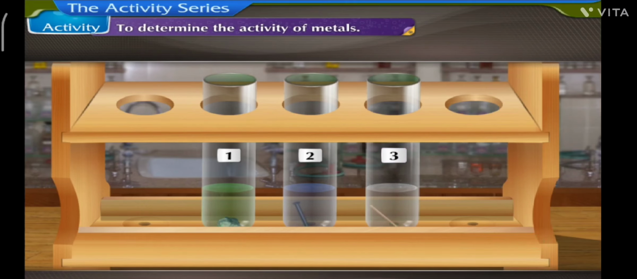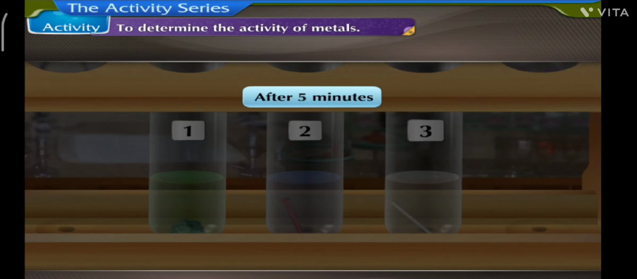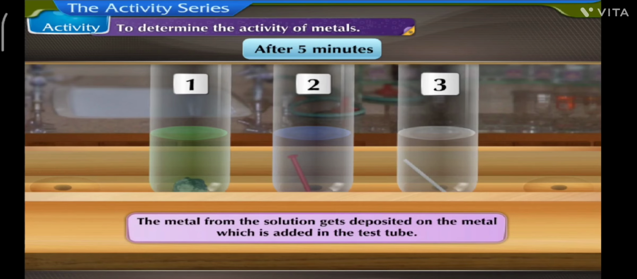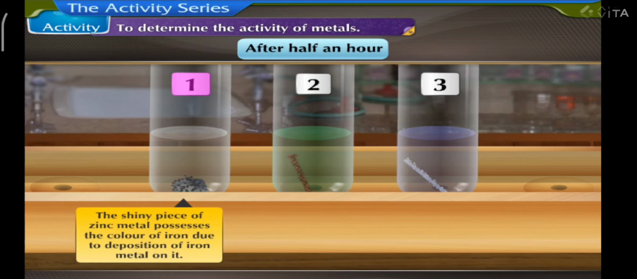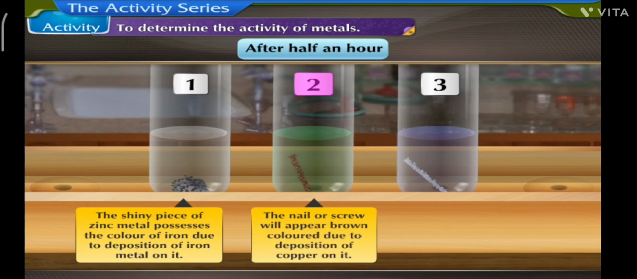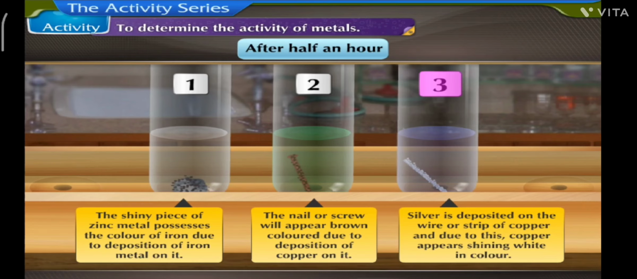Place the 3 test tubes in order in a test tube stand and observe the solutions and metal in each test tube. After approximately 5 minutes, you will observe that the metal from the solution gets deposited on the metal which is added to the test tube. After half an hour, we will observe that in test tube 1, the shiny piece of zinc metal possesses the color of iron due to deposition of iron metal on it. In test tube 2, the nail or screw will appear brown colored due to deposition of copper on it. In test tube 3, silver is deposited on the wire of copper, and due to this, copper appears shining white in color.